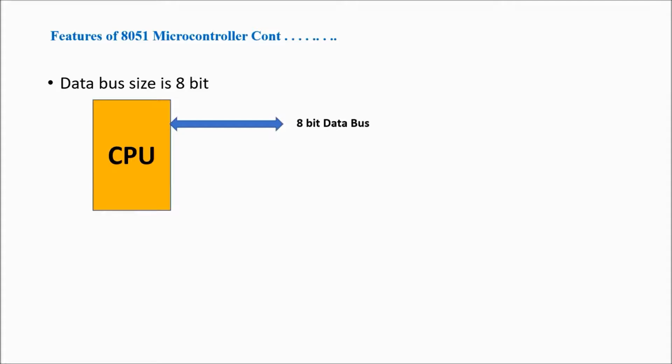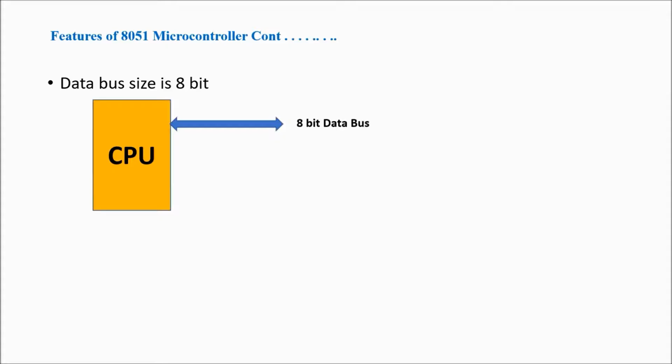The next feature of 8051 is the data bus. The size of the data bus is 8 bit. Since 8051 is an 8 bit microcontroller, it operates on 8 bits of data. This data bus is bidirectional, so it is used to transmit data from the CPU to I/O devices or to memory or other devices. It is also used by the CPU to receive data from memory or external I/O devices or other internal devices.